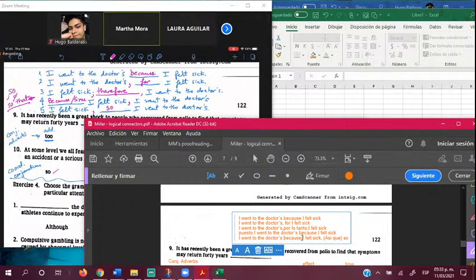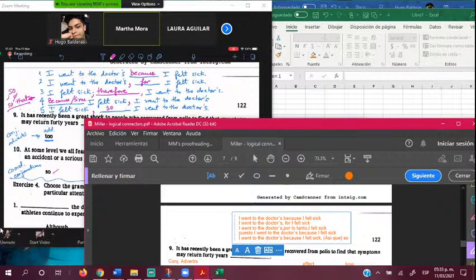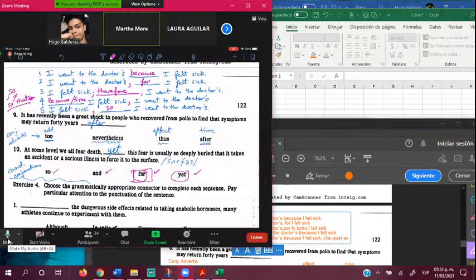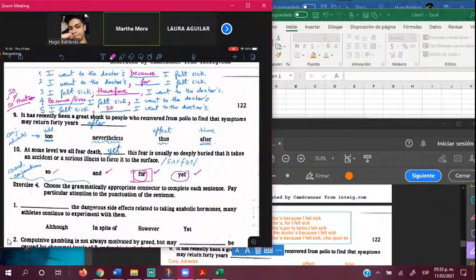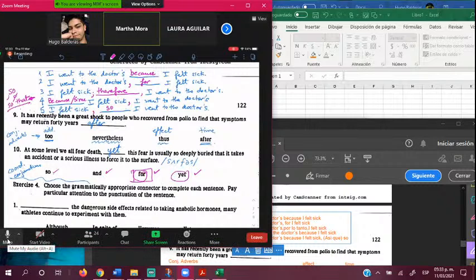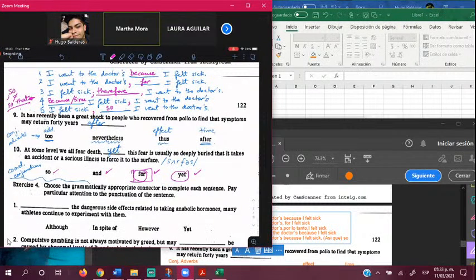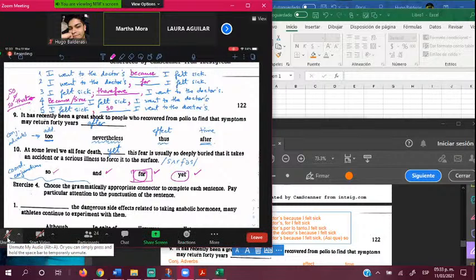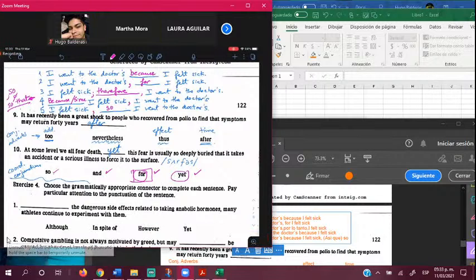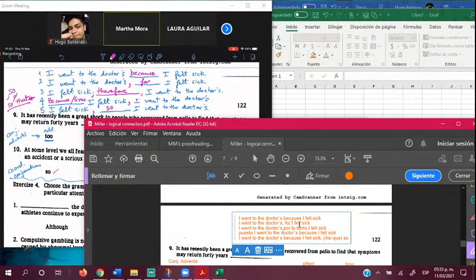Bueno, ¿y qué quiere decir la número 2 en español? No queda, ¿verdad? A ver, me sentí enfermo, fui al doctor. ¿Fue al doctor ya que me sentí enfermo? ¿Debido a qué? Sería como because. Debido a que me sentí enfermo. No, esa sería la 4, ¿no?